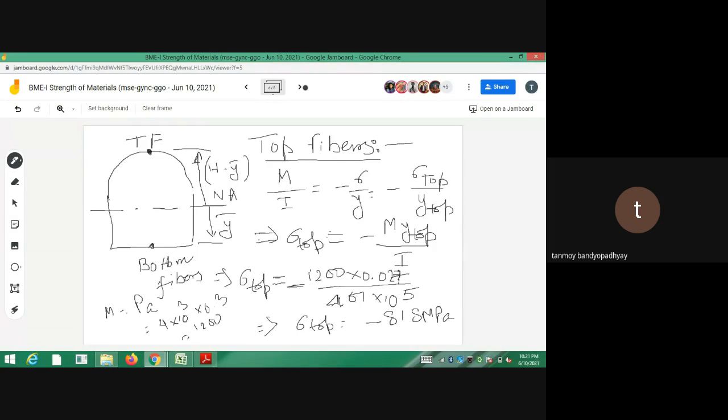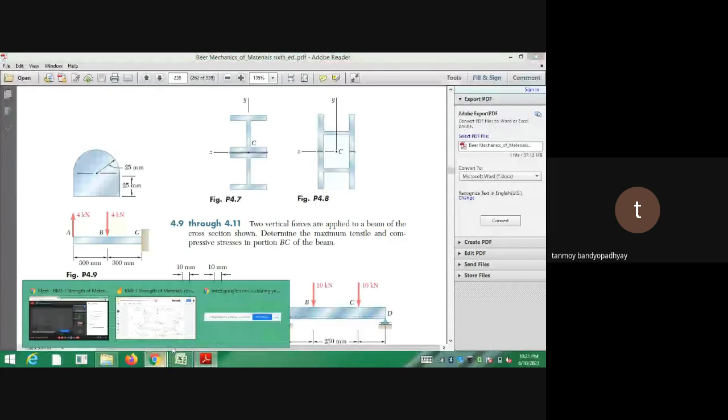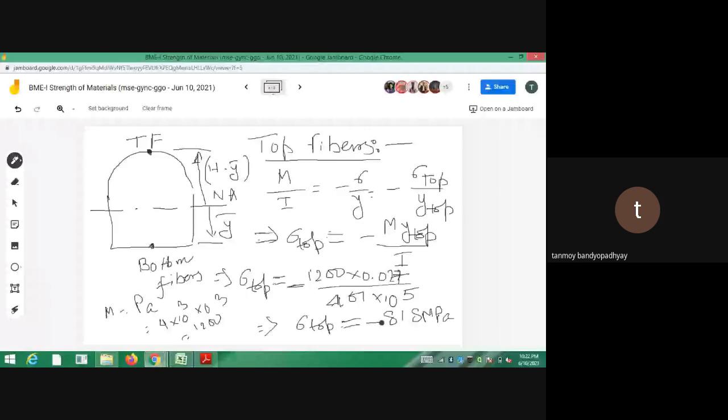Because the top portion will be actually in compression. From seeing the figure, it's difficult to understand since you have two forces, one upward, one downward. So you have to go by the formulae. That is why I told you to rely on the formulae also. From the formulae you can understand that the top portion will be in compression. Since the value of sigma top came out negative, the top fibers are in compression.